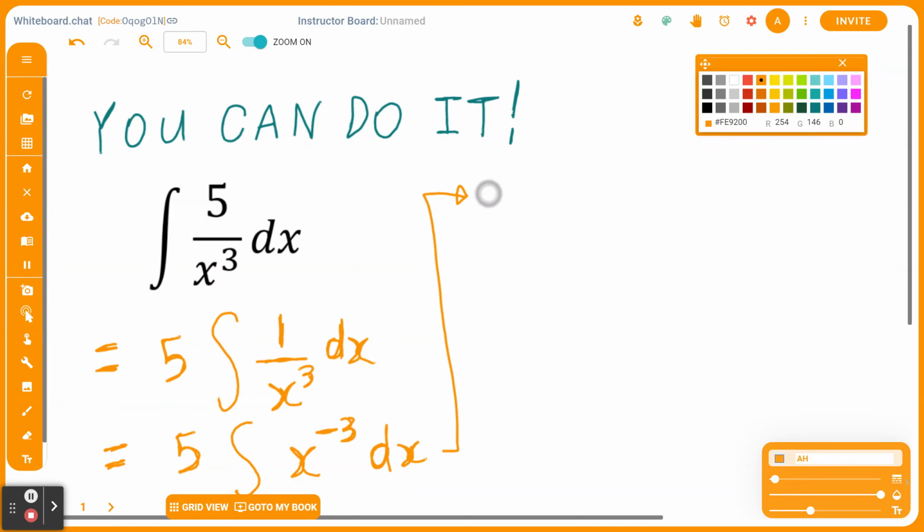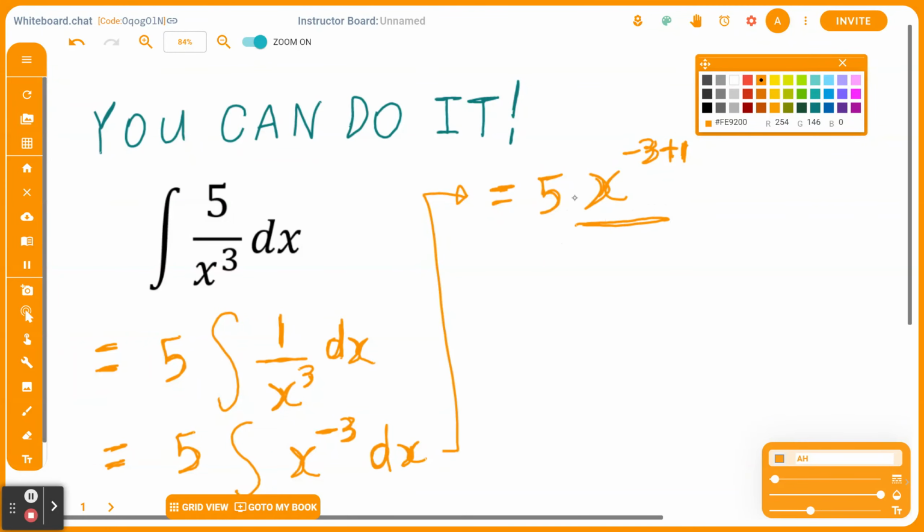Step number 3. This is equal to 5 times. Again, when you find the antiderivative of x to the power of negative 3, you take negative 3, you're going to add 1 to this, and you're going to divide by the new exponent. So here comes the mental math.